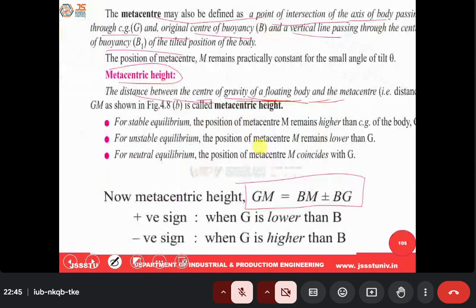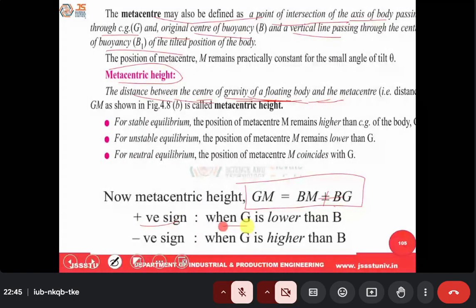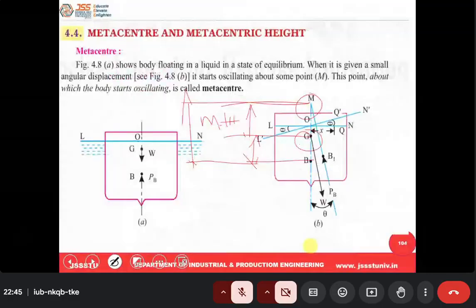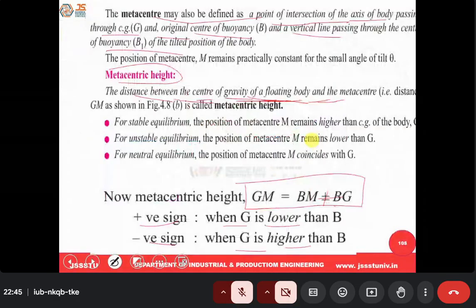ಸೊ ಇದರ ಪ್ಲಸ್ ಆರ್ ಮೈನಸ್ ಯೂಸ್ ಮಾಡ್ತಾ ಇದ್ದೀವಿ. ಸೊ ಈ ಪ್ಲಸ್ ಯಾವಾಗ ಯೂಸ್ ಮಾಡ್ತೀವಿ ಅಂದ್ರೆ ವೆನ್ G is lower than B, ನೆಗೆಟಿವ್ ಸೈನ್ ಯಾವಾಗ ಮಾಡ್ತೇವೆ ಅಂದ್ರೆ ವೆನ್ ಜಿ ಇಸ್ ಹೈಯರ್ ದ್ಯಾನ್ ಬಿ. ಬಟ್ ಇಲ್ಲಿ ಇವಾಗ ಏನಾಗಿದೆ, ಜಿ ಬಂದು ಎಂ ಗಿಂತ ಕೆಳಗಡೆ ಇದೆ, ಅದರಿಂದ ವಿ ಆರ್ ಗೋಯಿಂಗ್ ಟು ಯೂಸ್ ಎ ಪಾಸಿಟಿವ್, ವೆನ್ ನೆಗೆಟಿವ್ ಅಂದ್ರೆ ಜಿ ಇಸ್ ಹೈಯರ್ ದ್ಯಾನ್ ಬಿ ಇದ್ದಾಗ.